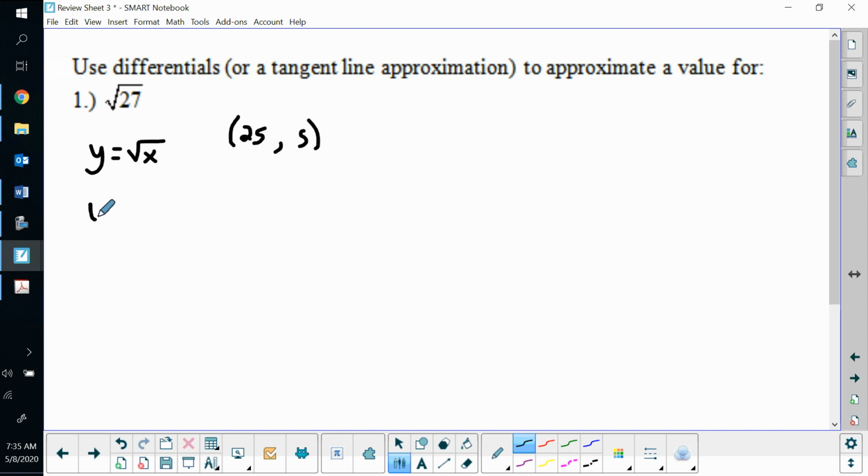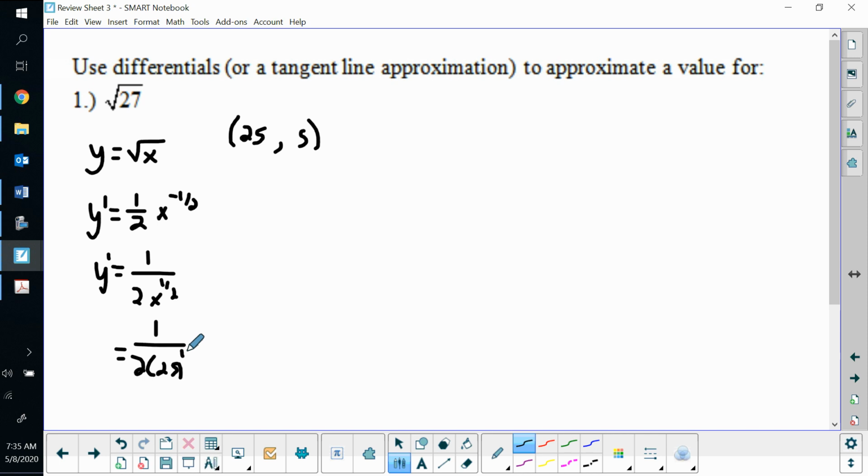Next, we want to find our derivative. That'll be 1/2 x to the negative 1/2. It's easiest to work with when subbing in if you don't have a negative exponent, so I'm going to rewrite this as 1 over 2x to the 1/2. Then we want to find the numerical value of our slope, so we sub our nice x value into that derivative equation. Square root of 25 is 5, times 2 is 10, so we get 1/10.